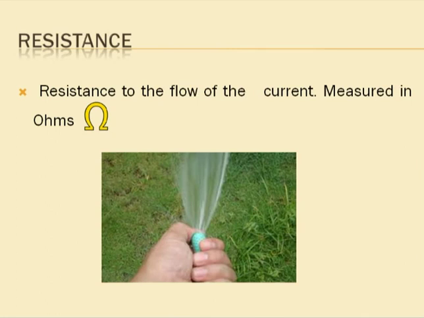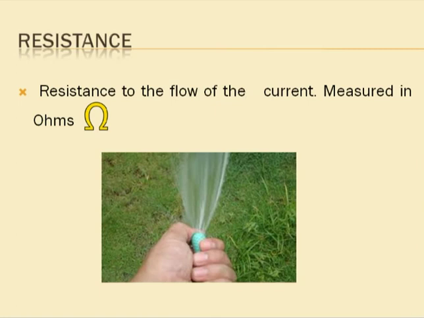Similarly, the third parameter that Ohm's law relates with the first two, voltage and current, is resistance. The resistance to the flow of current is measured in ohms.